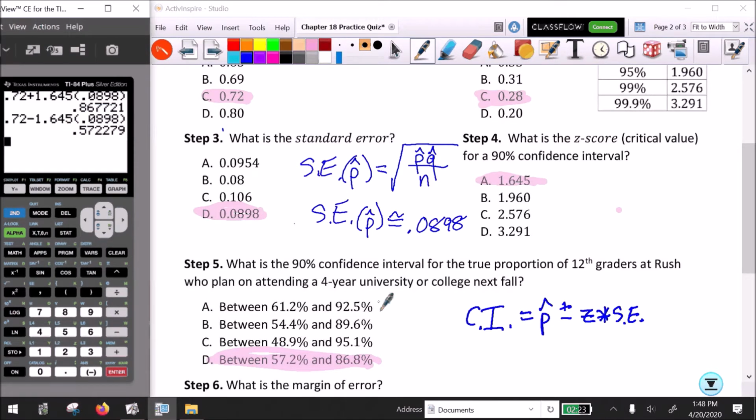And again, we get the same answer. We have 57.2 and 86.8. So our confidence interval, 57.2% and 86.8%.